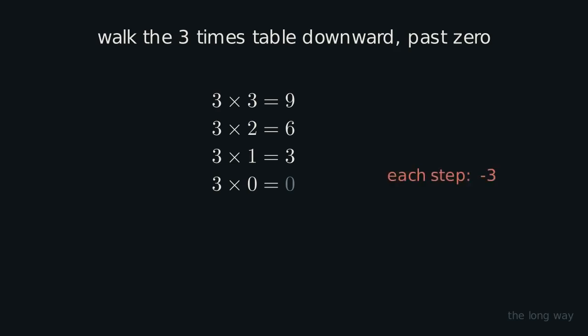3 times negative 1 is negative 3. 3 times negative 2 is negative 6. The pattern never breaks. A positive times a negative is negative, and the ladder shows you why. It was always heading there. Now the real event, let's hold the second number fixed at negative 2 and walk the first number downward instead.